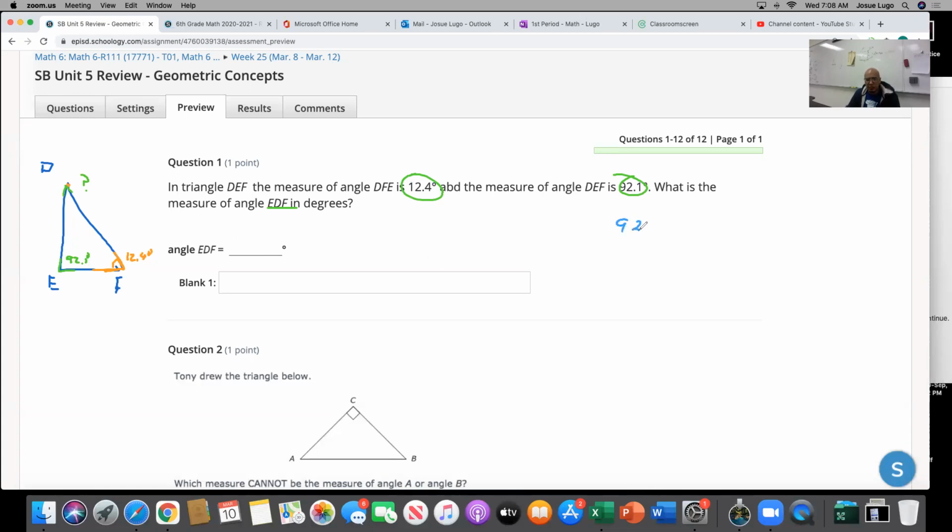So we have 92.1 plus 12.4. Notice how I lined up the decimals. I lined up the numbers with their place value. 4 plus 1 is 5. 2 plus 2 is 4. 9 plus 1 is 10. So we have 104.5. So those are the angles that I have. I'm missing a third angle. So let me see what that third angle is by subtracting what I have from 180.